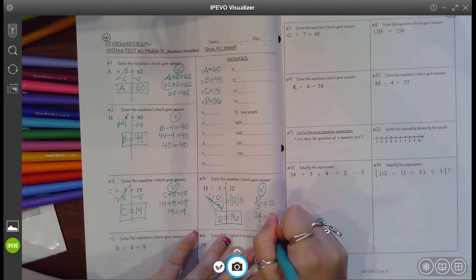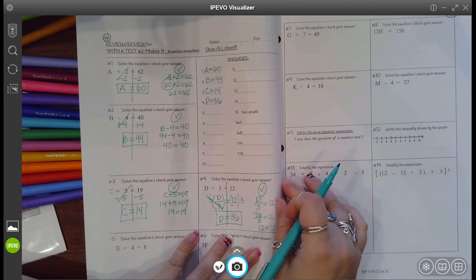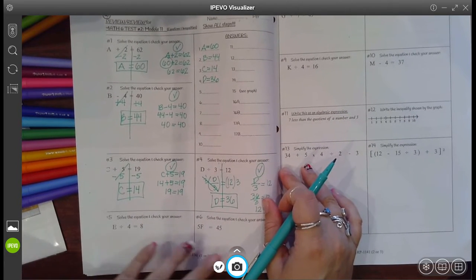Bring down my equals, bring down my 12. That is a true statement. 12 does equal 12. So I know that 36 was indeed the right answer. With confidence, I can move on to the second problem.